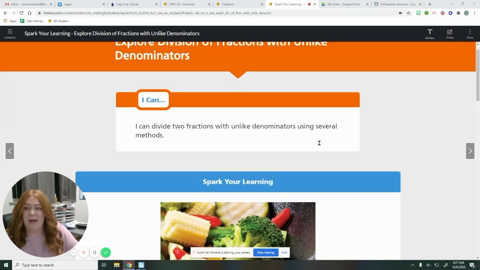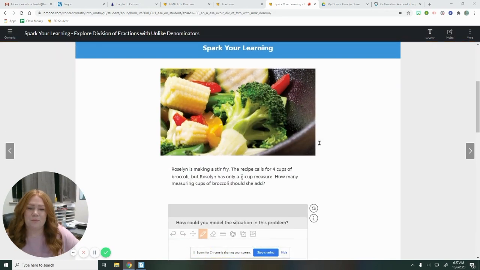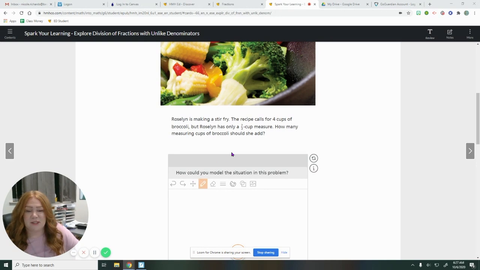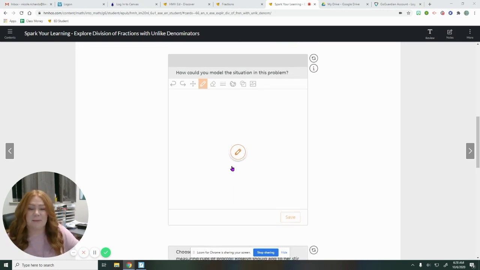So go ahead, if you have not already, and try out the Spark and show me a model of how you might solve the problem, and then come back and see how I would think about it. So we've got Rosalind is making stir fry. A recipe calls for 4 cups of broccoli, but Rosalind only has a 2/3 cup measure. How many cups of broccoli should she add when she's using her 2/3 cup?